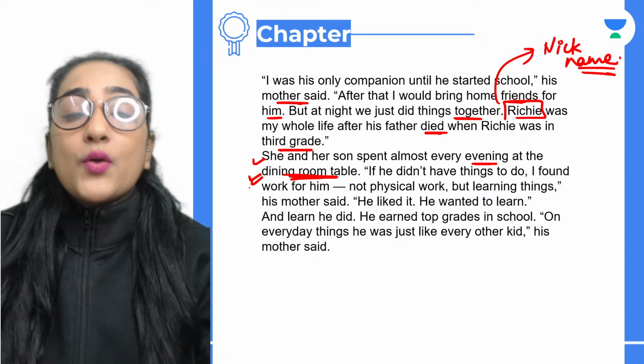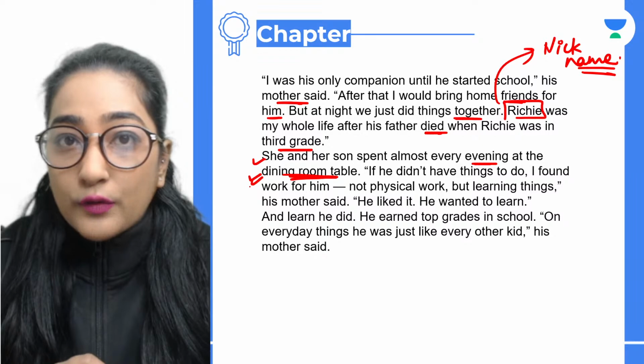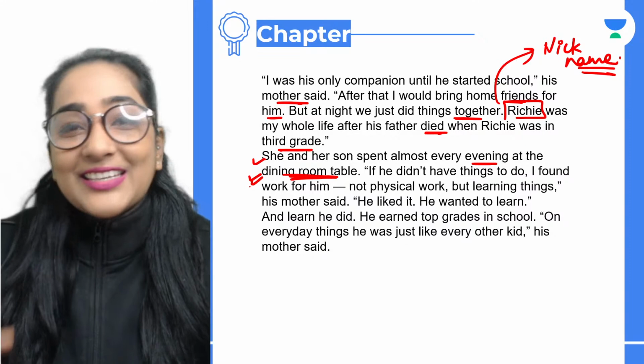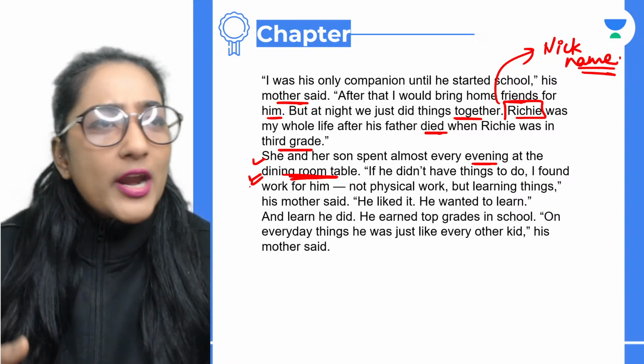Again, our detail. Where did they used to spend their time in the evening? At the dining room table. If he didn't have things to do, I found work for him. Now, this was one of the very important aspects of her mother. Usually, mothers do like that, right? If they see that you're vacant, they indulge you. Parents do like that. If you have a lot of free time, they'll enroll you in any game, cricket, academy, badminton, swimming, or personality development. So this is what she even did.